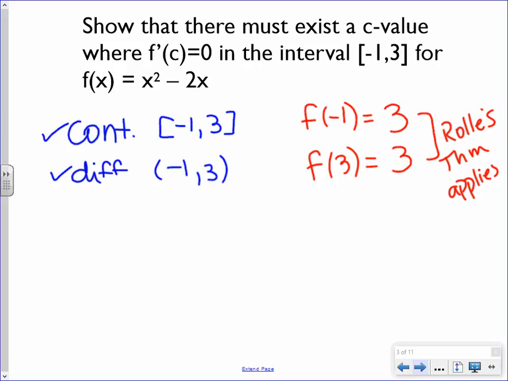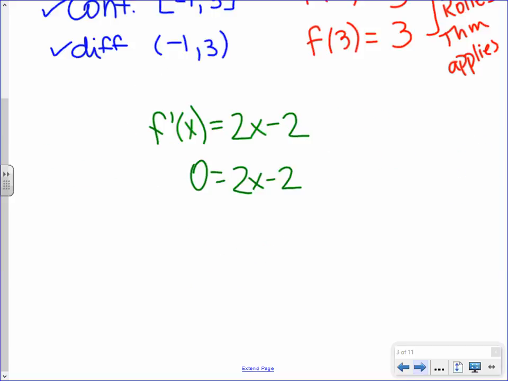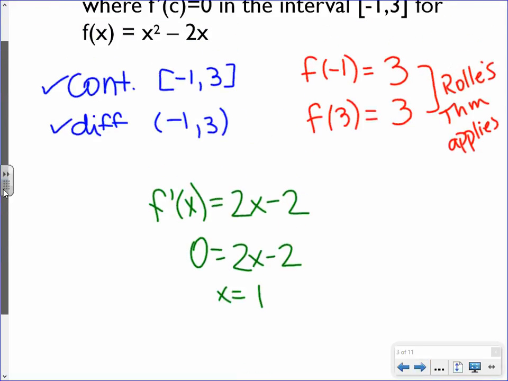Do we have the capabilities to find that x value? Cole, what's our derivative? Our derivative is 2x minus 2. And when we set that equal to 0, what do we get? We get x is 1.